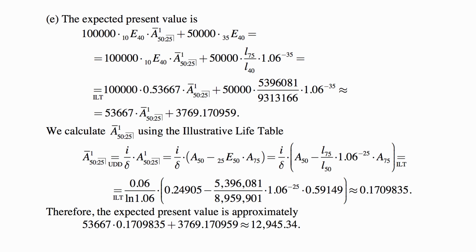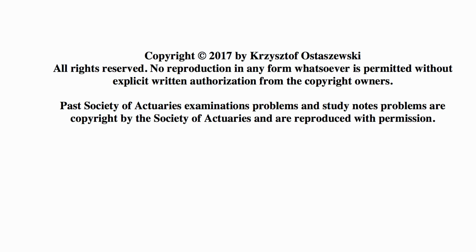0.1709835, multiplying it by 53,667 and adding the 3769.17 roughly, we get 12,945.34.